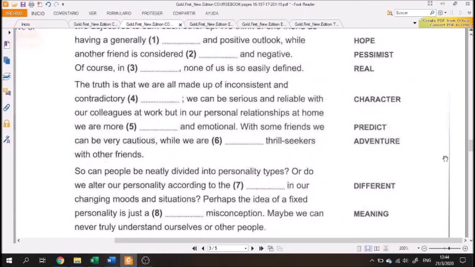Okay, you can start sharing your summaries of the text in the chat. In two or three lines, what is this text about? The main idea.